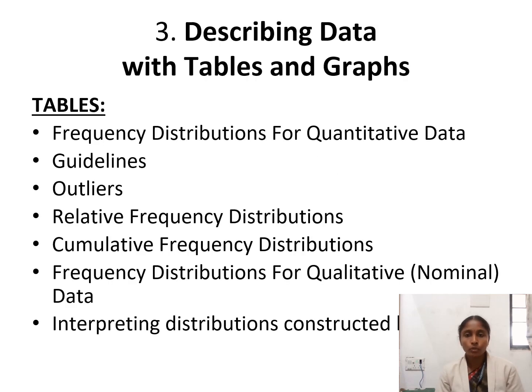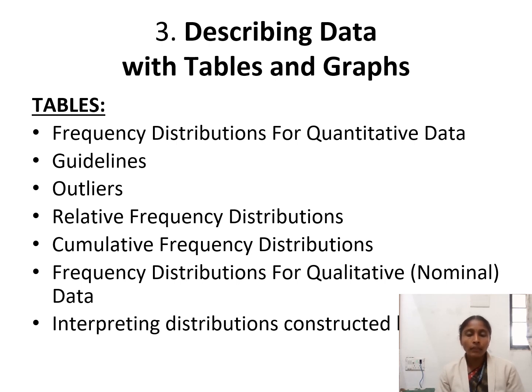So let's discuss the topics. This is the main topic in Unit 2, describing data with tables and graphs. These are the two ways to describe the data. The first thing is describing data with tables, which are mainly used in the data science process. And the second one is describing data with graphs.